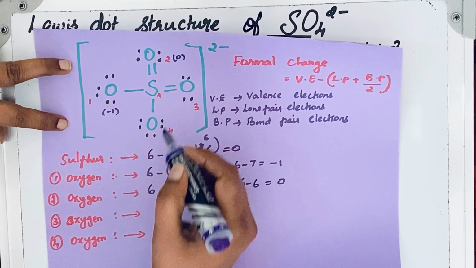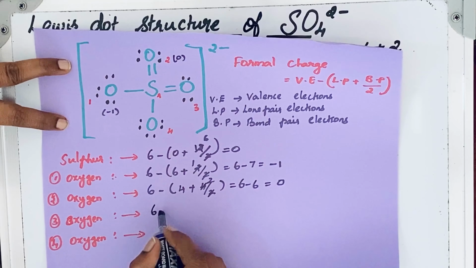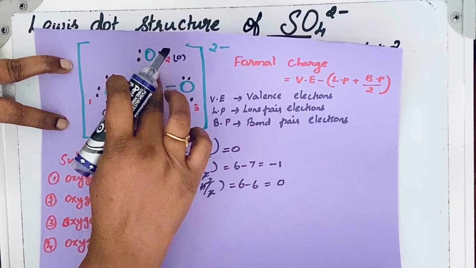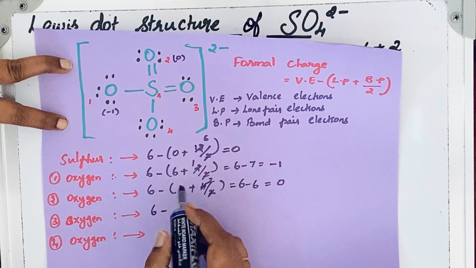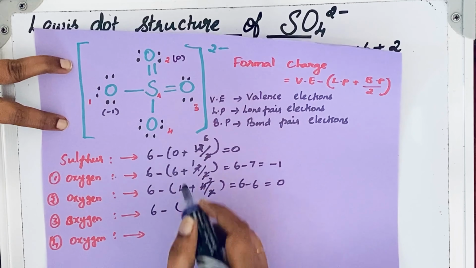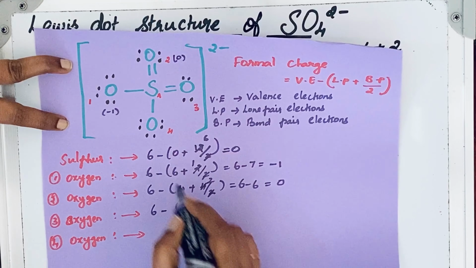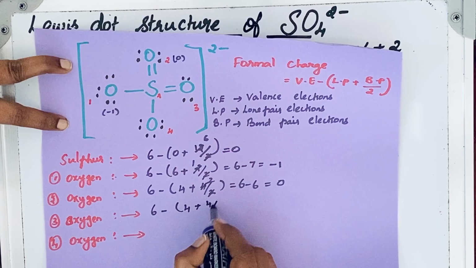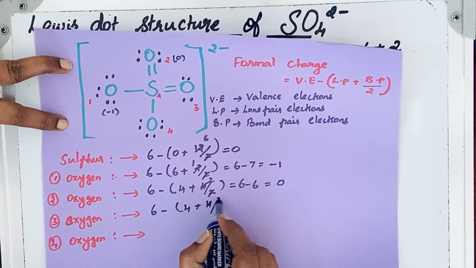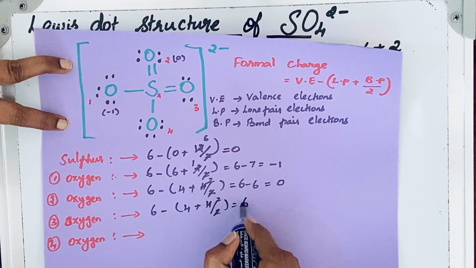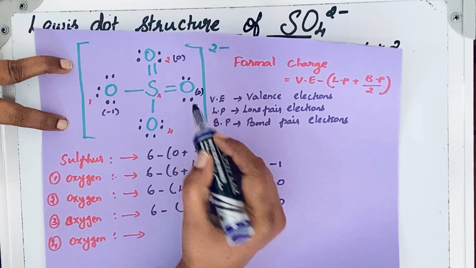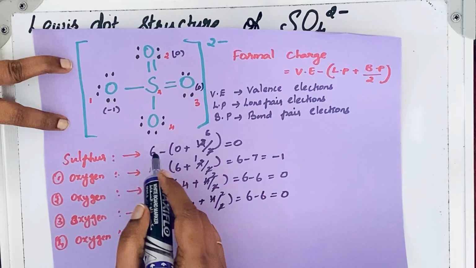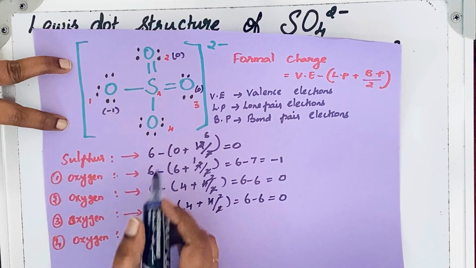Now come to third oxygen atom. Formula is same. 6 minus, this oxygen atom and this oxygen atom, both are similar in structure. So 4 lone pair electrons plus 4 bond pair electrons by 2. So you will get the same thing. 6 minus 6 is equal to 0. The highly acceptable. Now come to last oxygen atom, fourth one. Fourth one and the first one is similar.